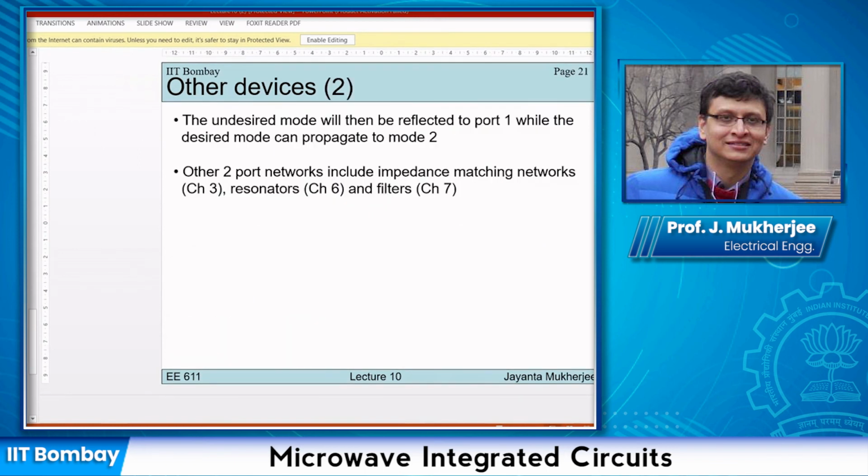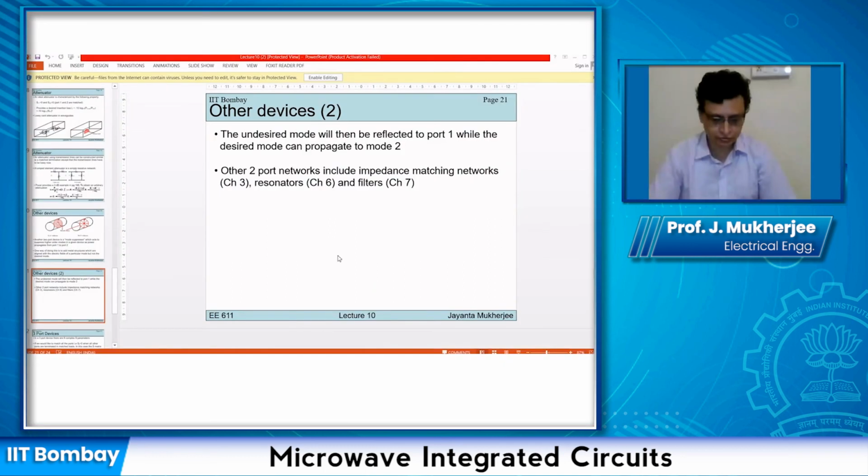So there are some more two-port devices. Some of them we have already covered. Impedance matching networks, which we call multi-section transformers. And then there are some which we will cover later, for example, resonators and filters. So with this, we come to an end of this part. In the next part, I'll be covering three-port networks of lecture 12.